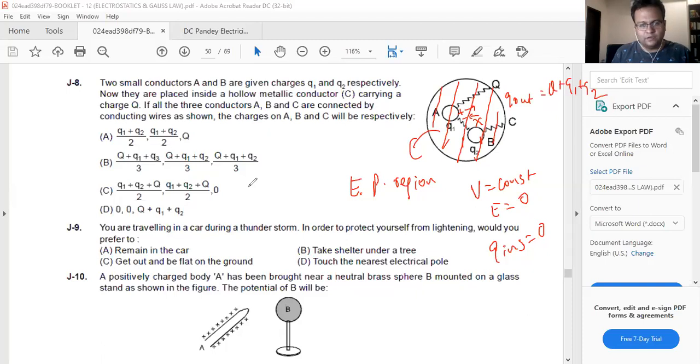Why remain in the car? Electrostatic shielding. Electrostatic shielding, right? The car is a conductor. So whatever lightning happens outside, you are safe inside the car. It does not look like a car anyways. So electrostatic shielding. That's the simple reason. Whatever lightning etc. happens, you are insulated from the outside. Right? Okay. Next doubt.